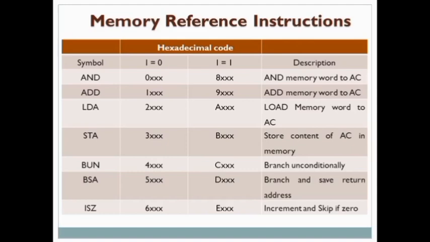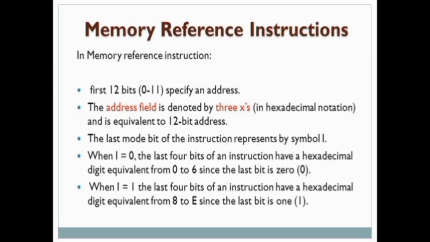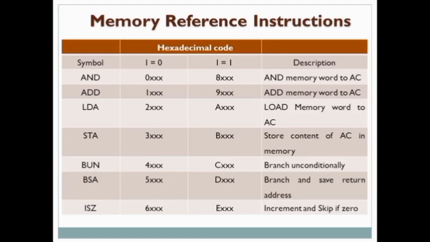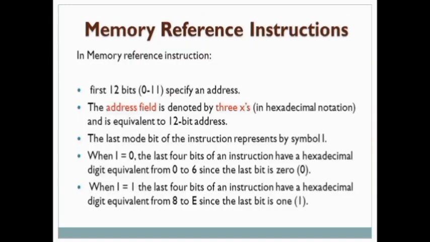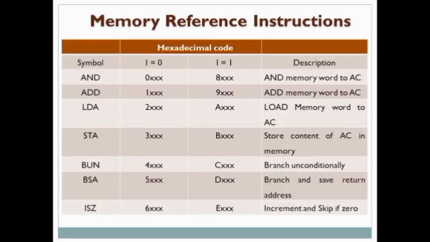So these are the 7 memory reference instructions: AND, ADD, LDA, STA, BUN, BSA, and ISZ. If I is equal to 0 here, the last 4 bits of the instruction have a hexadecimal digit equivalent from 0 to 6, since the last bit is 0. You will see 0xxx, 1xxx, 2xxx, and so on until 6. And here, if I is equal to 1, the last 4 bits of the instruction have a hexadecimal digit equivalent from 8 to E, since the last bit is 1. So 8, 9, A, B, C, D, E.